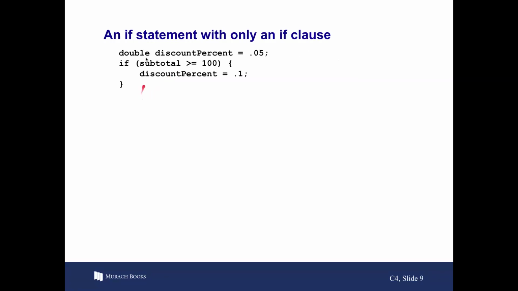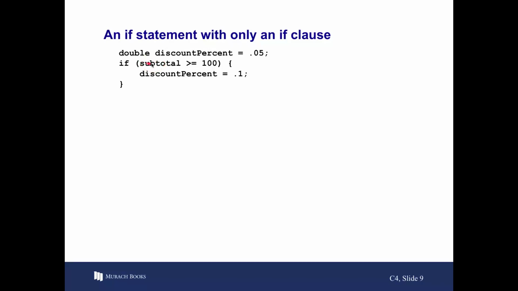Here's an example of one. Double discountPercent equals 0.05. So we've created a variable called discountPercent. It has type double, and we've assigned a literal value of 0.05. We say if the subtotal is greater than or equal to 100, then we're going to change the discountPercent to 0.1. We didn't define subtotal here in this example.